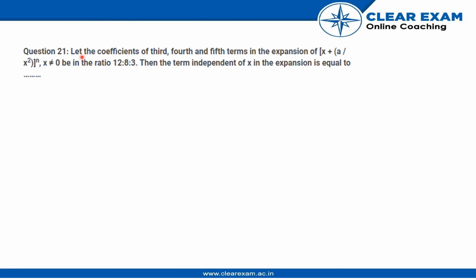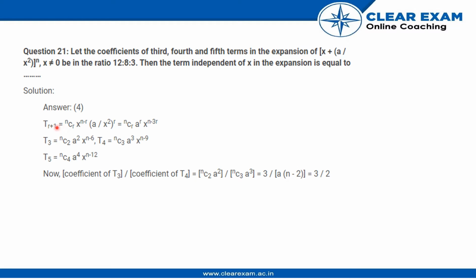The question says: let the coefficients of the third, fourth and fifth terms in the expansion of (x + a/x²)^n be in the ratio 12:8:3. Then the term independent of x in the expansion is equal to.